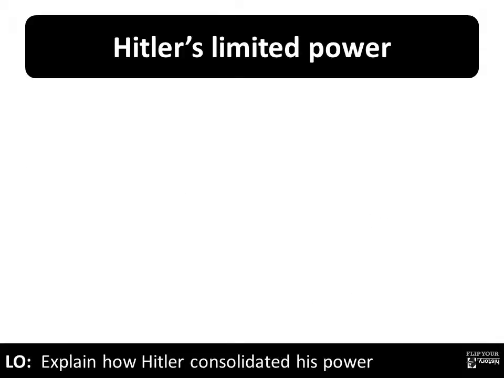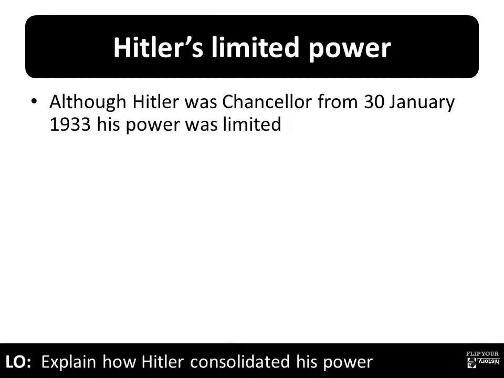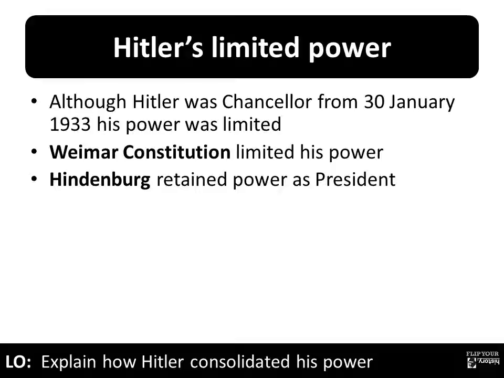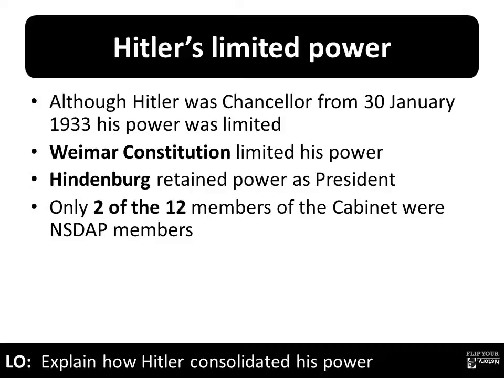Hitler's power was limited when he took over as Chancellor on the 30th of January 1933, and this was for several different reasons. First of all, the Weimar Constitution limited his power as he was only Chancellor, and there were various restrictions on the things that he could do. Hindenburg, as President, still retained the majority of the power and could remove Hitler.